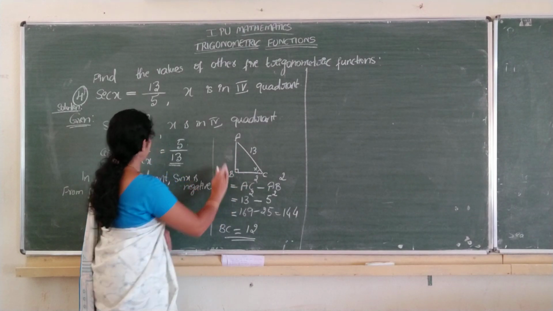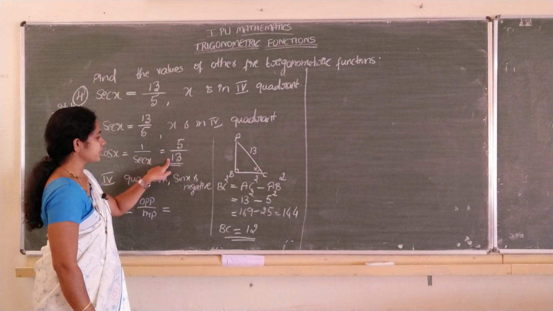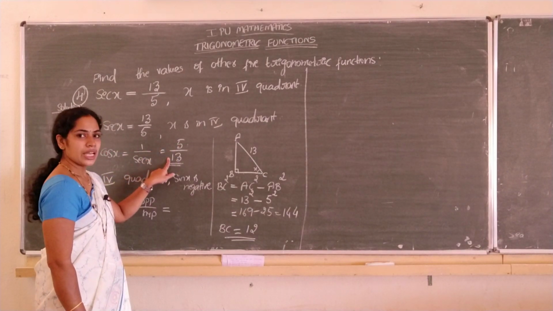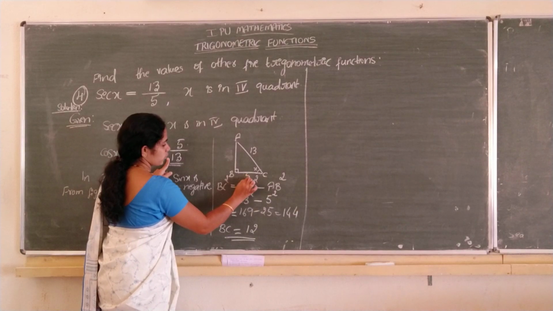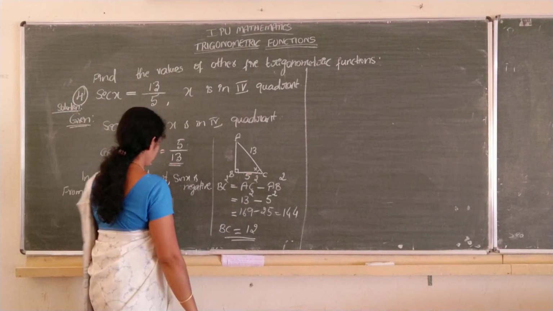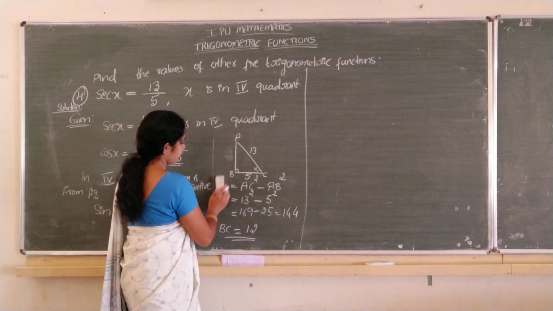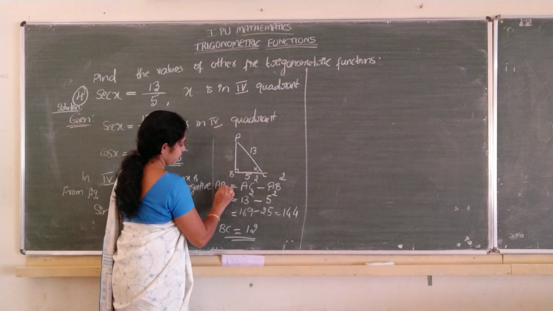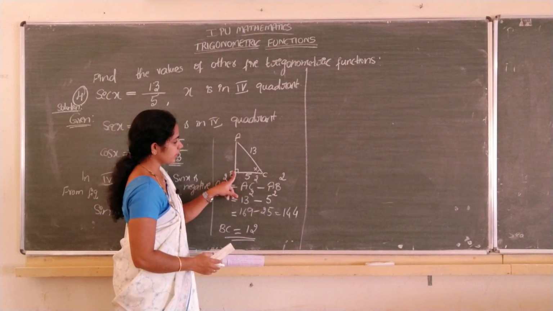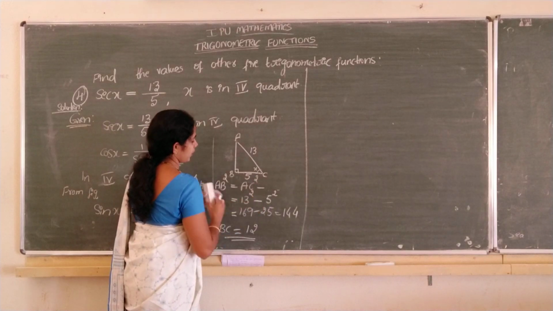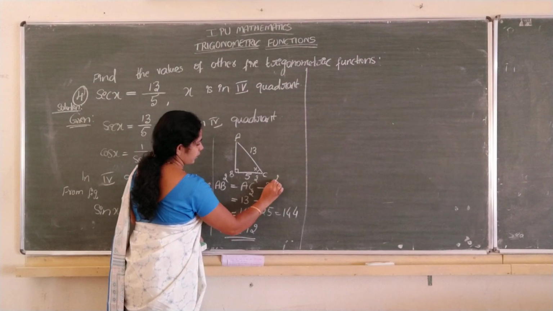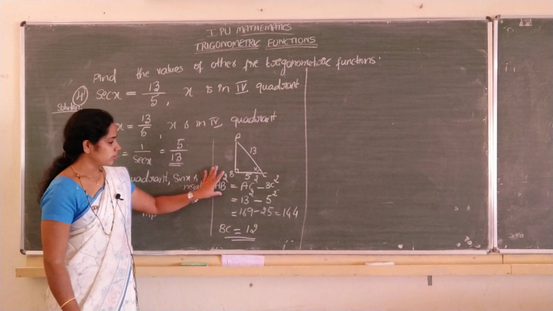Sorry, I wrote here, cos x is adjacent by hypotenuse. So, I should write 5 here, correct? Now, it will be AB square, the value remains the same, no problem. AB square is equal to AC square minus BC square it should be, okay.